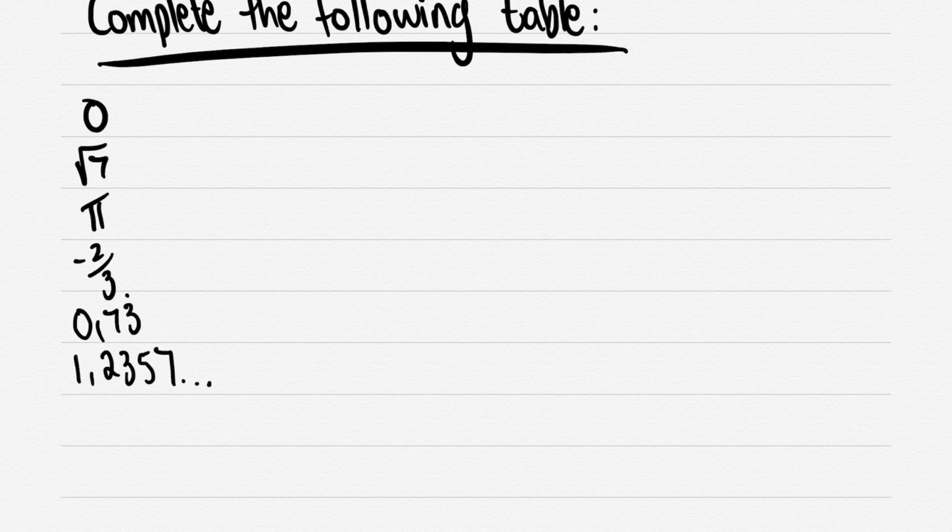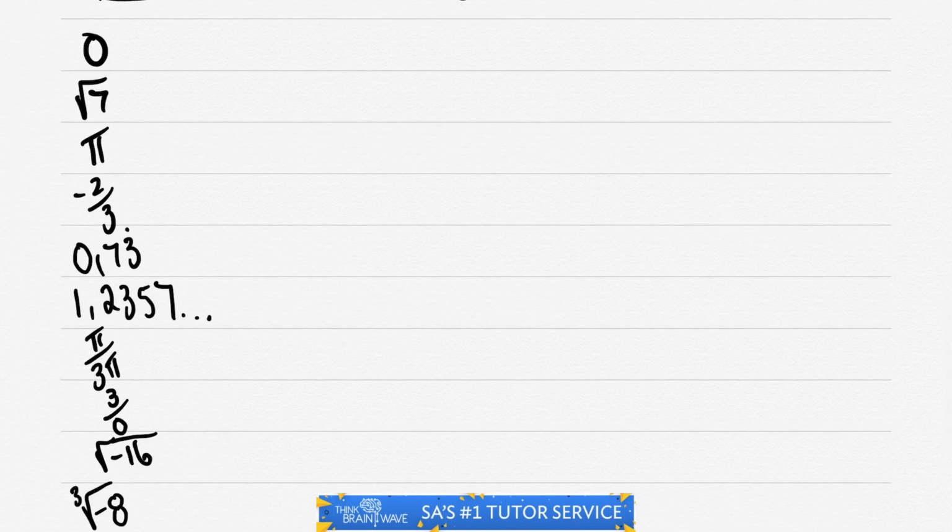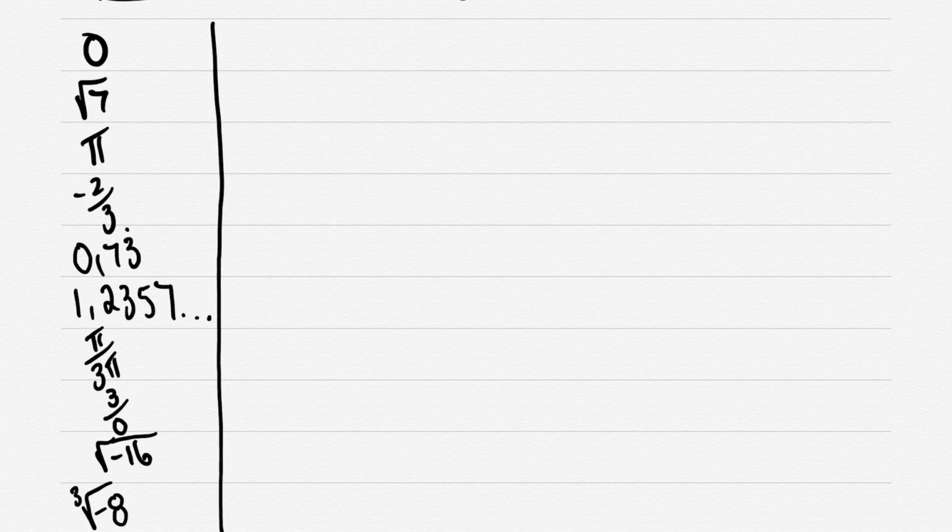All right, let's complete the following table. We now know all of our rules, so let's try out the numbers like 0, square root of 7, pi. Let's be honest, we already know what pi is. That is an irrational represented by the Q apostrophe. We then have minus 2 over 3, 0.73 recurring, 1.2357 with 3 dots, pi over 3 pi. Notice that you've got a pi on top and a pi on the bottom. 3 over 0, and square root of minus 16 with the cube root of minus 8.